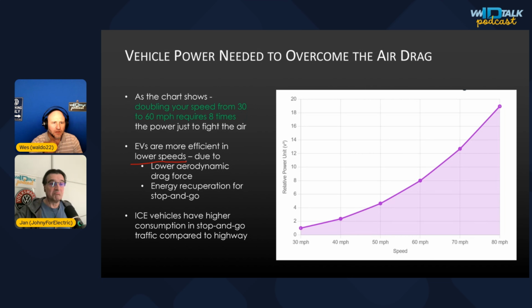And what we know is that EVs are more efficient at lower speeds, because that's where the aerodynamic drag isn't that significant, but also because of recuperation for stop and go operations.